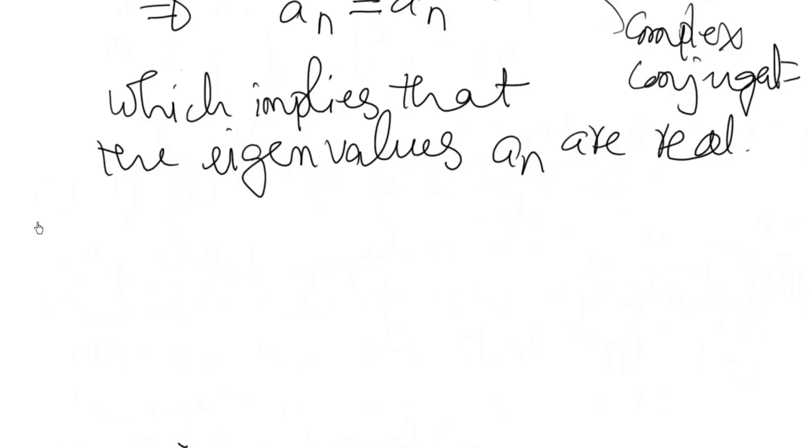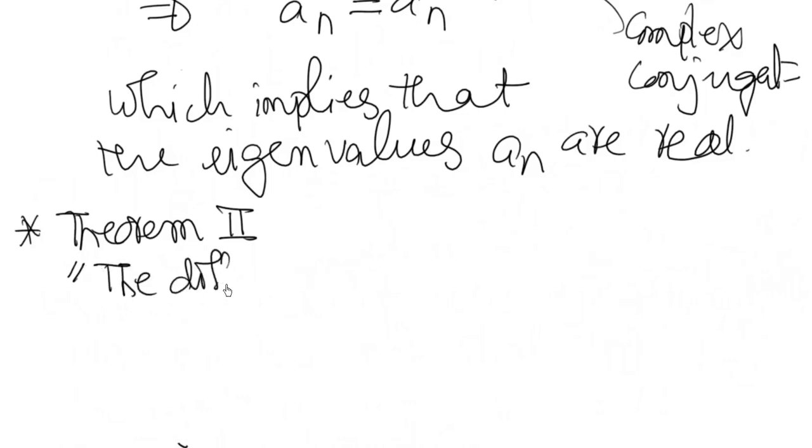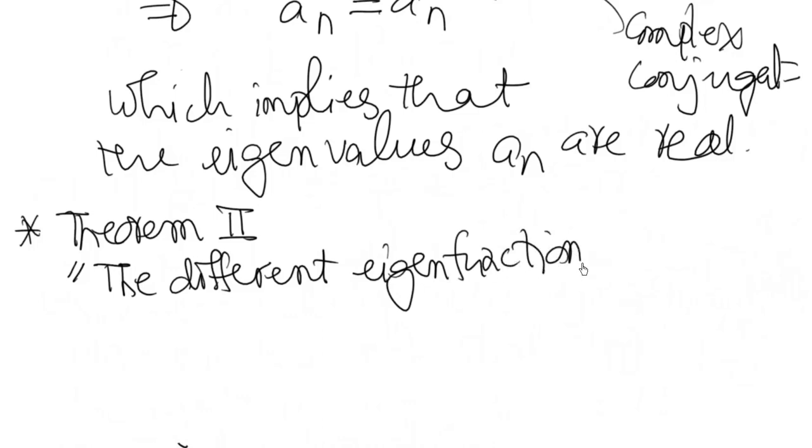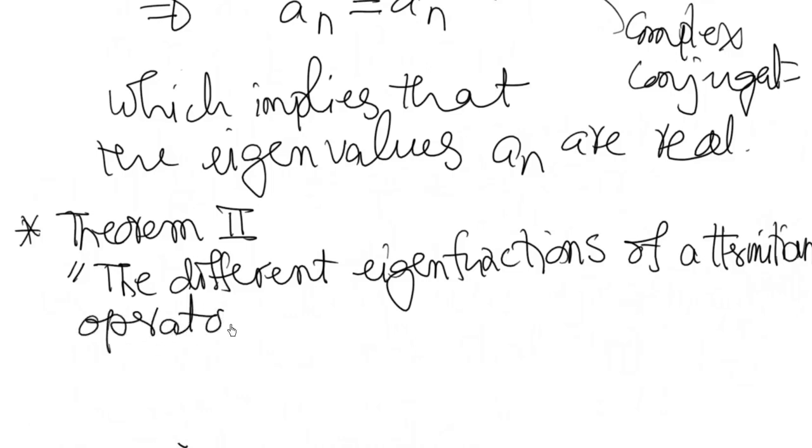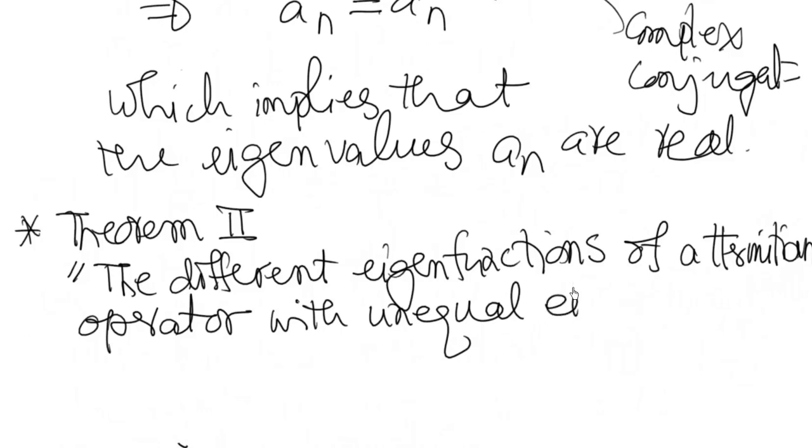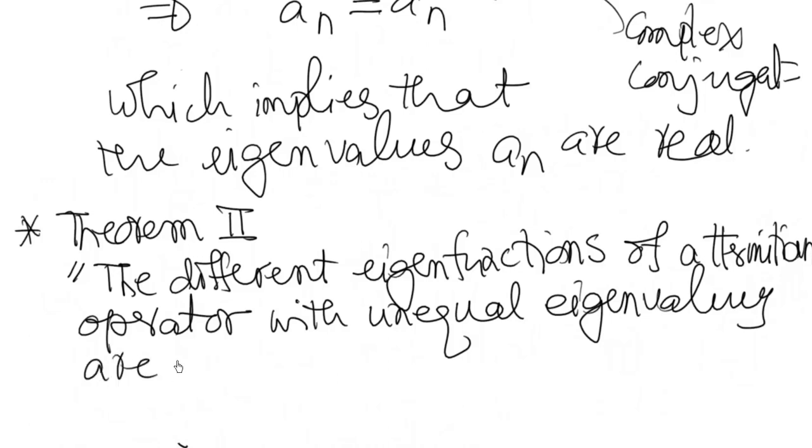Okay, the next theorem is theorem 2. It says the different eigenfunctions of a Hermitian operator with unequal eigenvalues are orthogonal to each other.